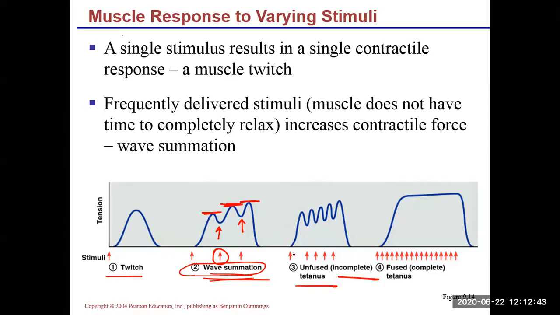Now, if you zap the muscle at a closer interval, you're going to get the same thing. The only difference is you notice they are closer to one another, so you're still getting more and more. The only difference is the zapping timing is at a higher frequency. It's closer to one another. So this is called incomplete tetanus or unfused tetanus.